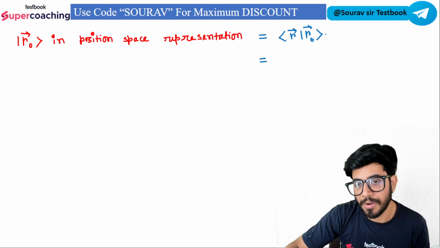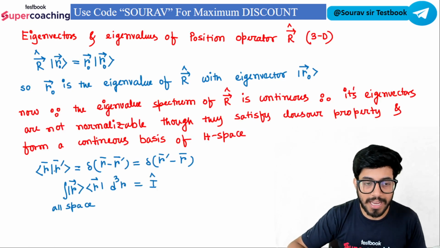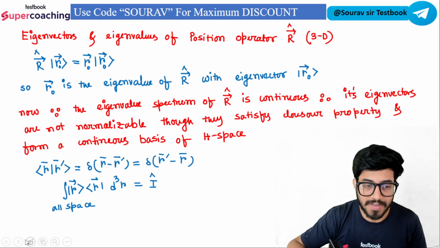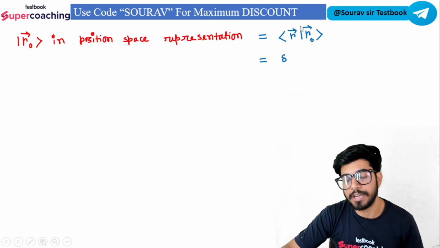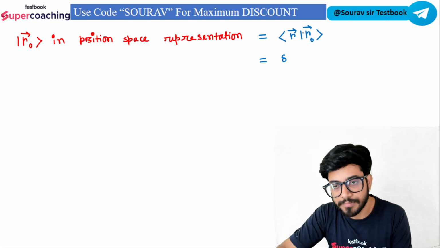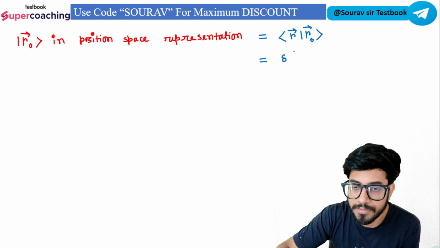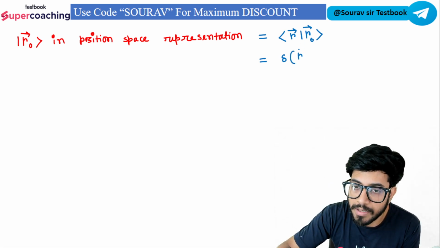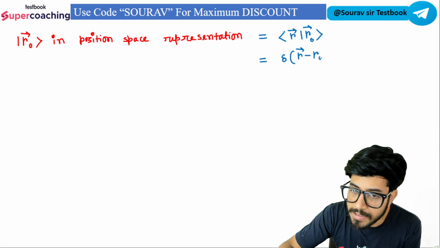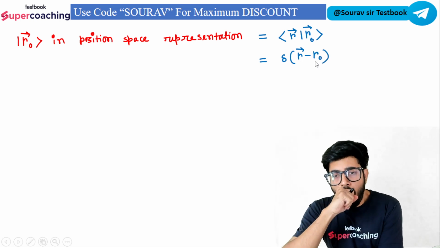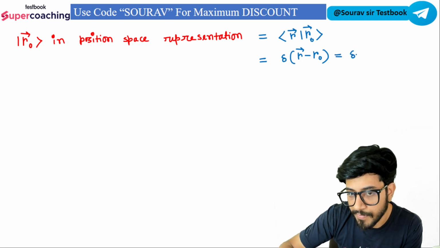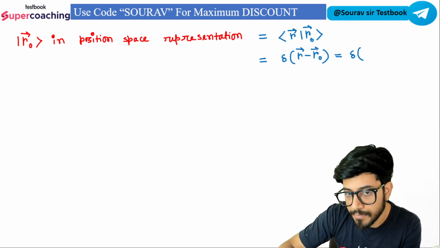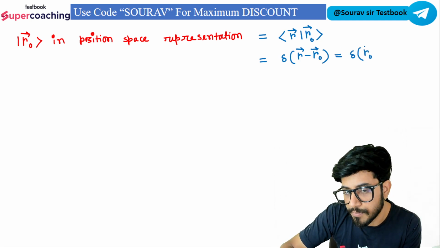But they satisfy the orthonormality property. We have just seen that two eigenvectors of the position operator always satisfy this relation, so it has to be del of. What can you write? R naught को लिख सकते हो del of R vector minus R naught, which can also be written as del of R naught minus R vector.